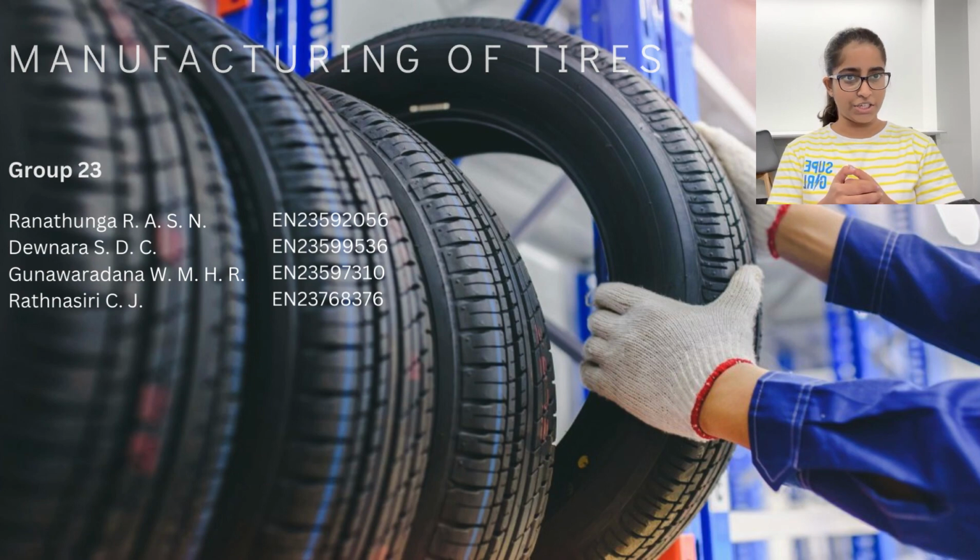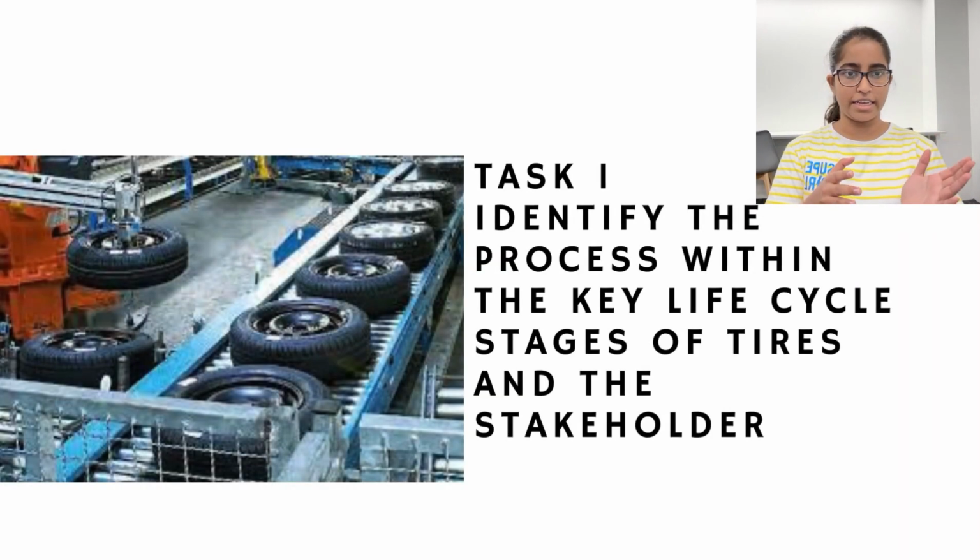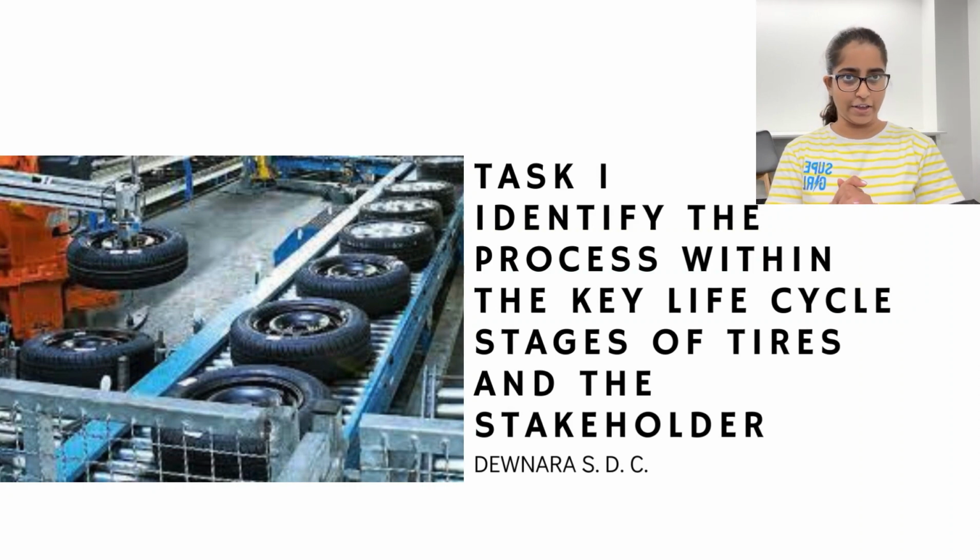Let's dive into our presentation where we will illuminate the key stages, flow diagram, system boundary, functional unit, inputs, outputs, and consequences of tire production. Firstly, I'm here to present an overview of the key stages of tire production, delving into its purpose, how it is done, and the stakeholders.